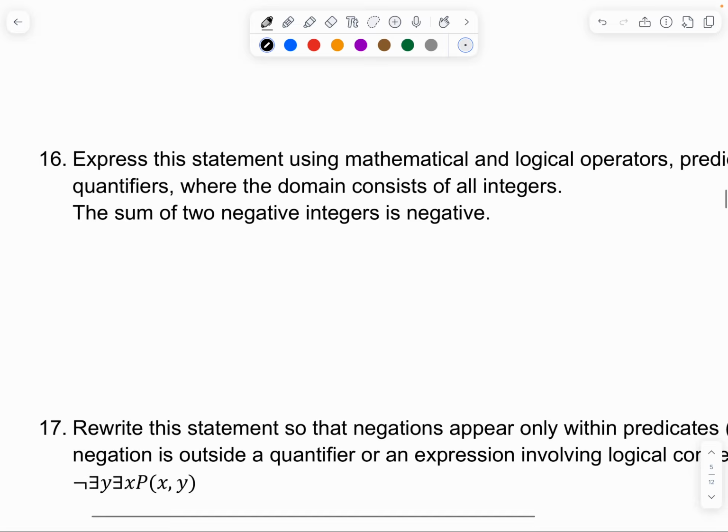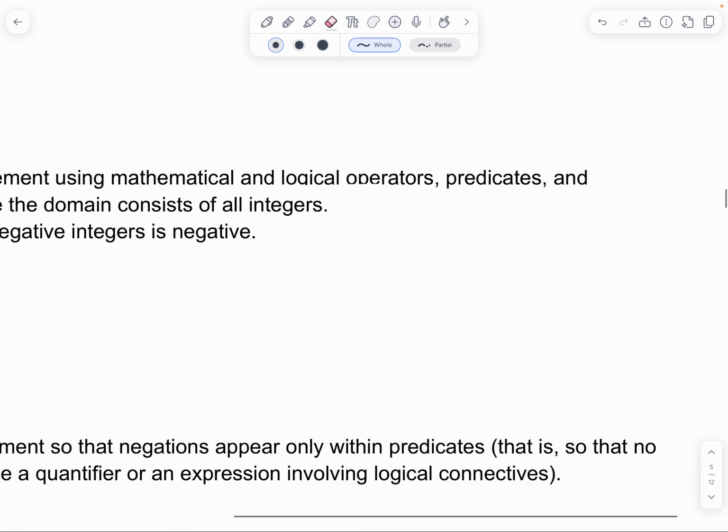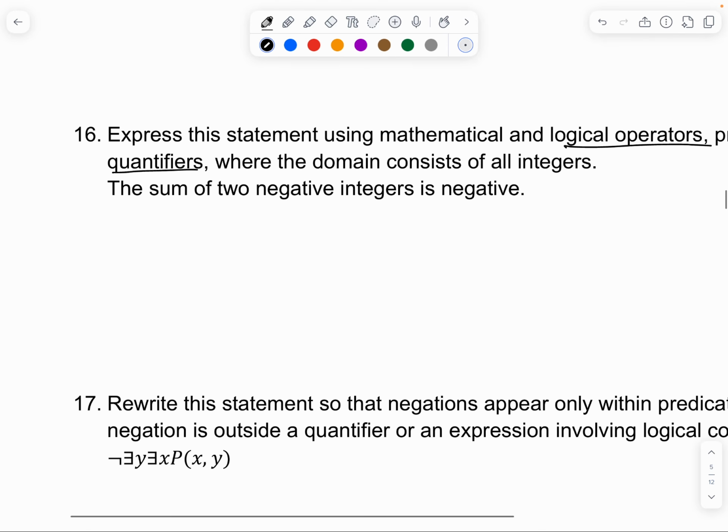The sum of two negative integers is negative. So we're supposed to use quantifiers, logical operators, predicates. Okay, so quantifiers are the for any and there exists. Two negative integers, that sounds like we're talking about any. So I'm going to say for any x. And I should say within, I may have messed this up on the answer key. For any x that is an integer, because we're specifically talking about integers. And for any y that is an integer, the following thing is true.